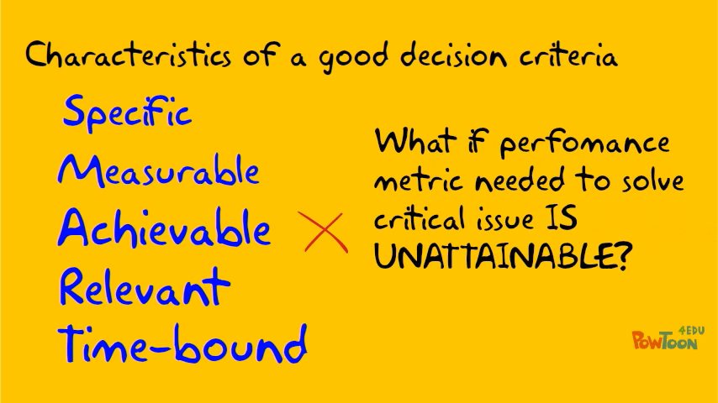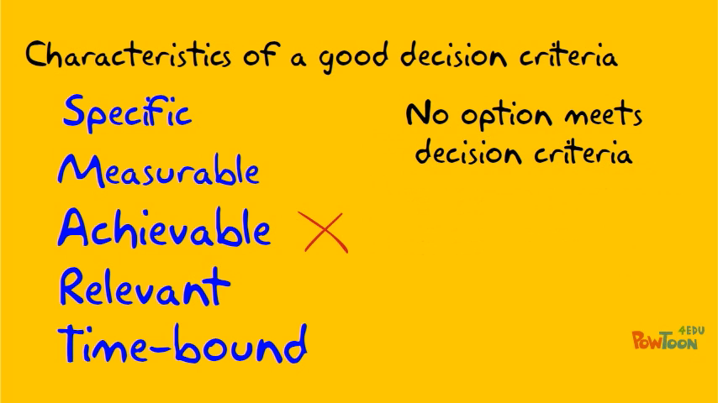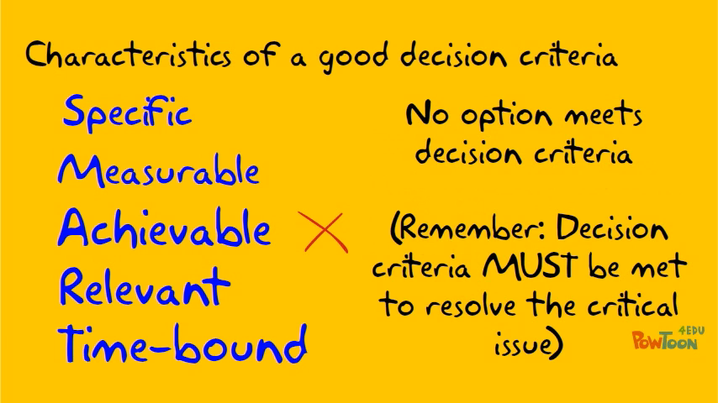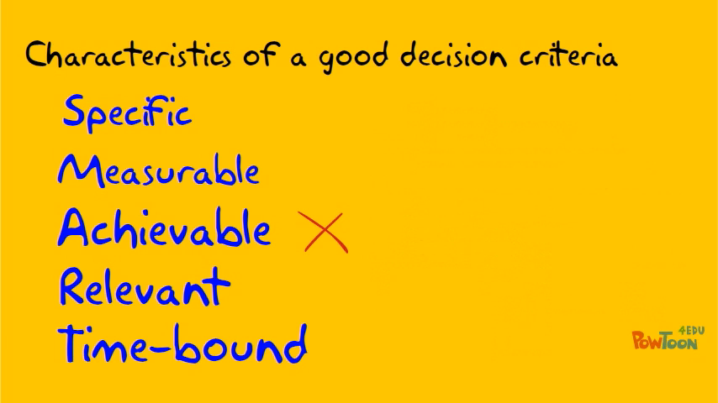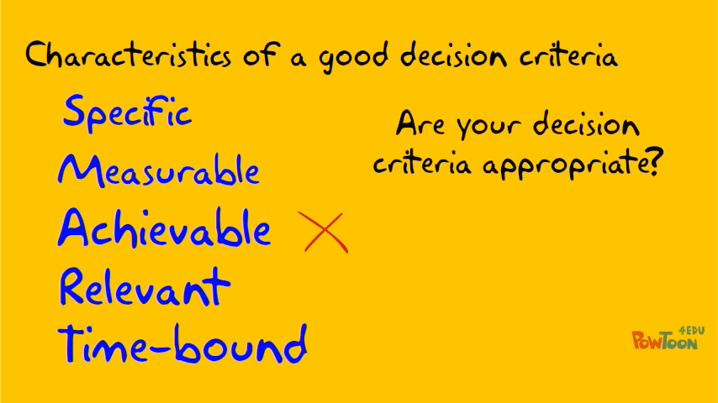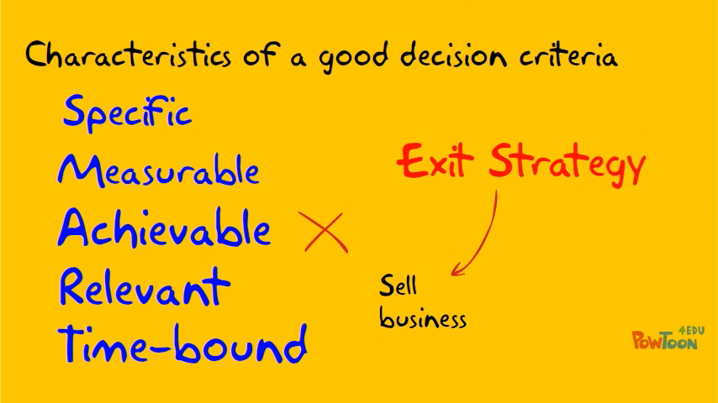But hey, what happens if the performance metric needed to resolve the critical issue is, in fact, unattainable for the company? I mean, this sometimes happens. If you find this is the case, absolutely no realistic option can ever meet the decision criteria, and the decision criteria must be met to resolve the critical issue, then stop. Think about the criteria you've selected. Do they really need to be set so high to resolve the critical issue? If the answer is yes, then this may be a sign that the company should activate an exit strategy by either selling the business or exiting the market.